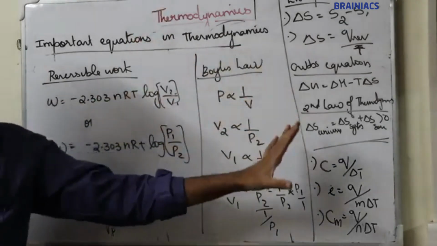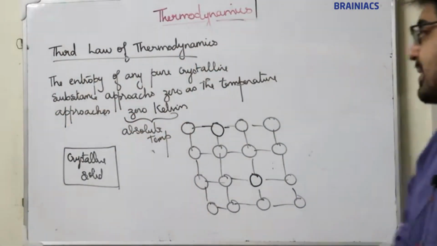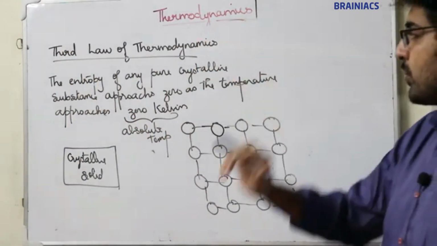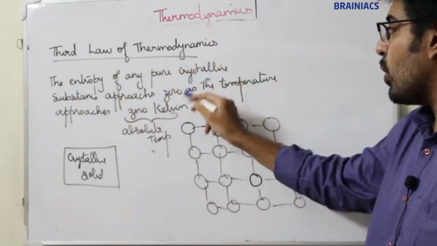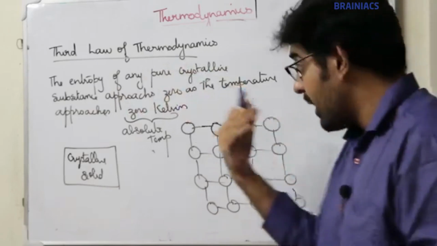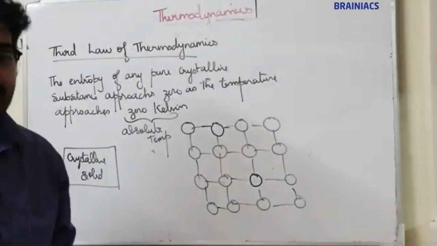I think it's clear. Moving on to the next topic, the third law of thermodynamics. The third law states that the entropy of any pure crystalline substance approaches 0 as the temperature approaches 0 Kelvin. Now, consider a crystalline solid.